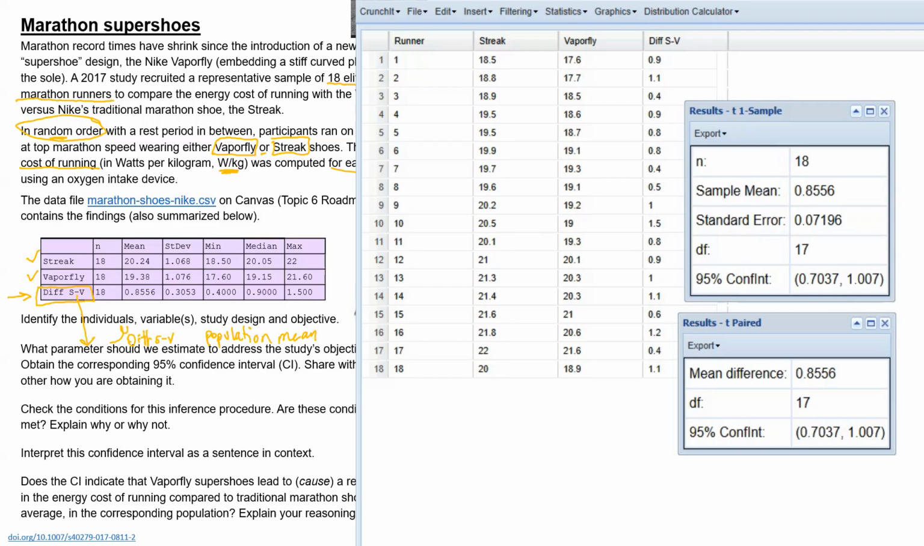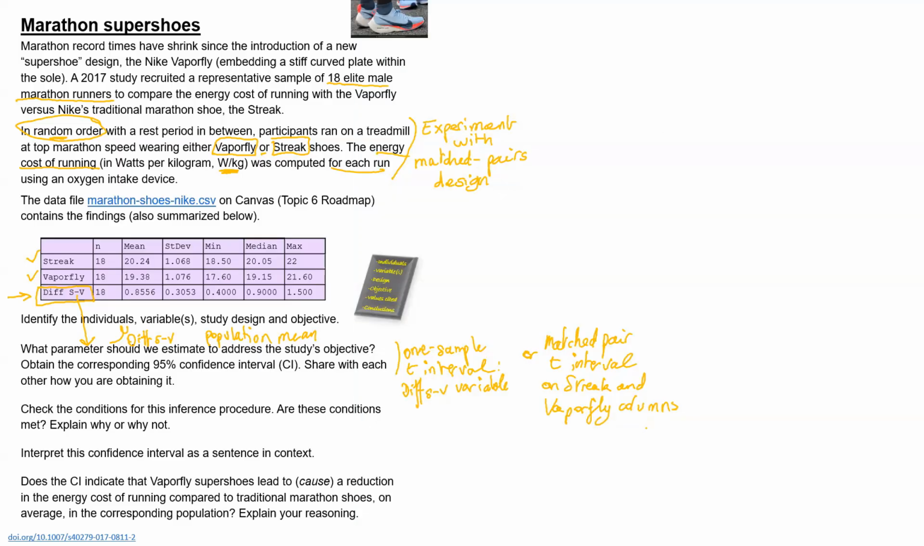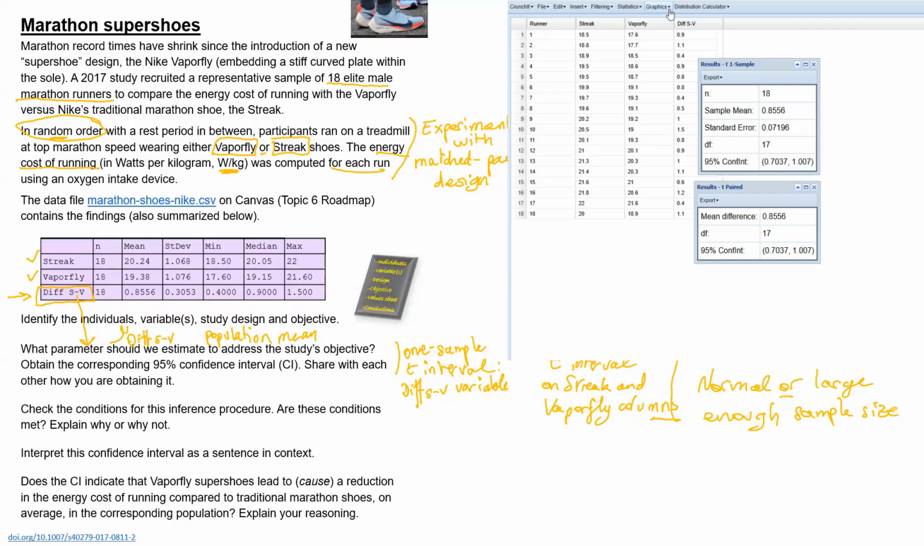Before we interpret this confidence interval, let's check the conditions for this T procedure and see if they are met. So here we have fundamentally a one sample T procedure on quantitative data. And this procedure requires that we have a random sample or a representative sample that has some random assignment of the individuals to the conditions, which is our case here. And also it requires that we have either normal data or a large enough sample size to count on the robustness of the T procedure. So we have the column for the differences already computed. So that makes our job easier.